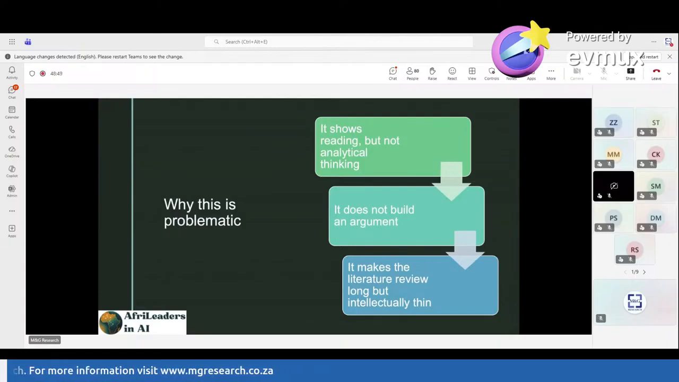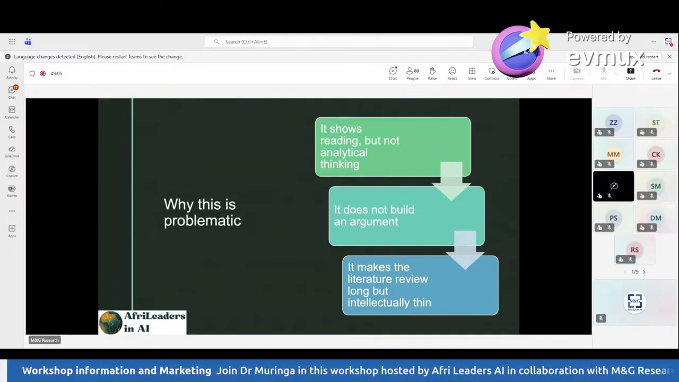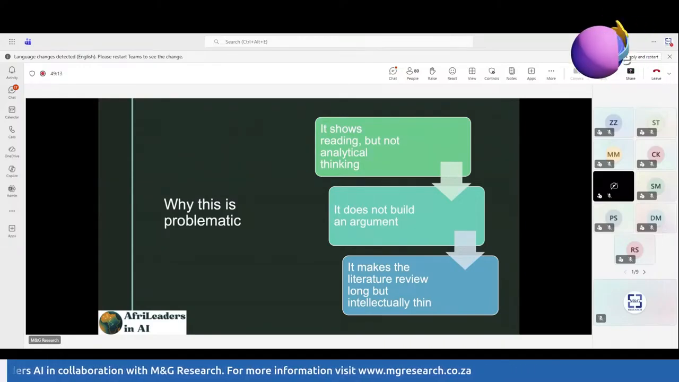At the master's and the PhD level, we expect you to have moved from regurgitating knowledge, or what people have done, to actually thinking through what people have done, what they have said. So you say, this is what they've said, but through what they've said, this is what can be deduced. It is problematic to have a descriptive literature review because it does not build an argument.